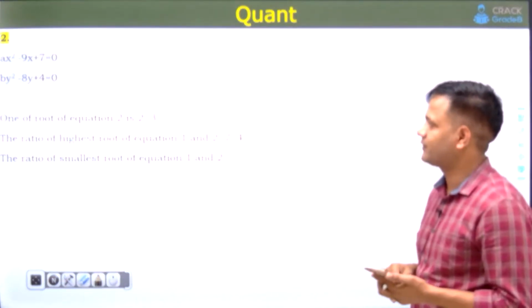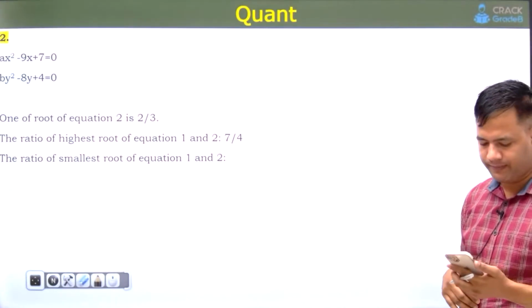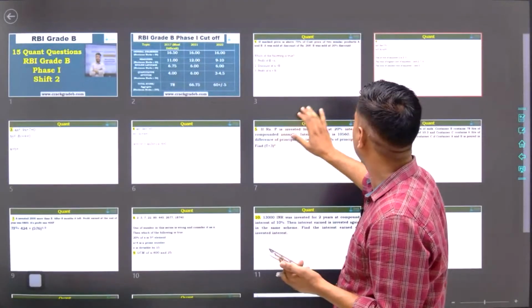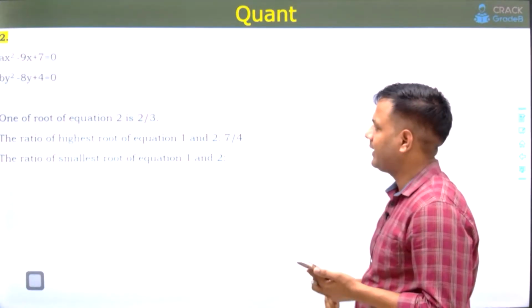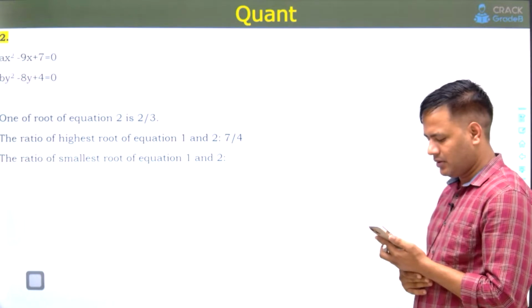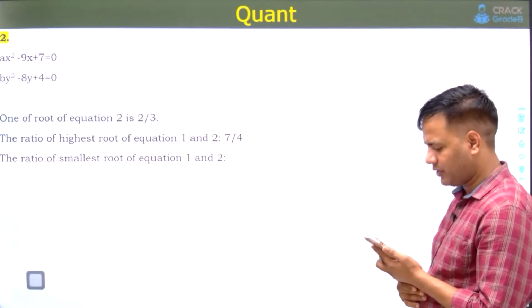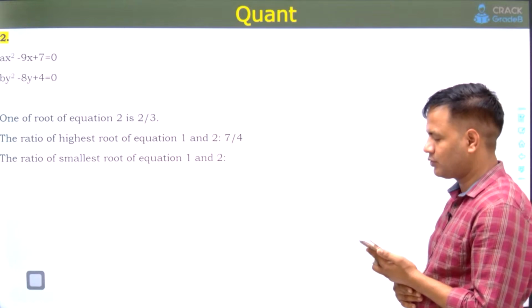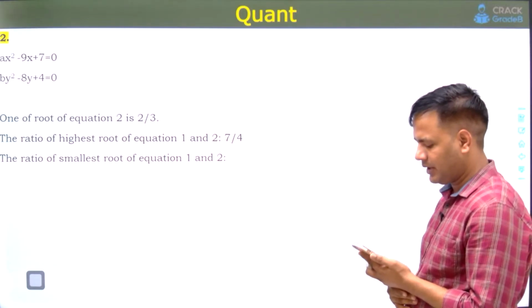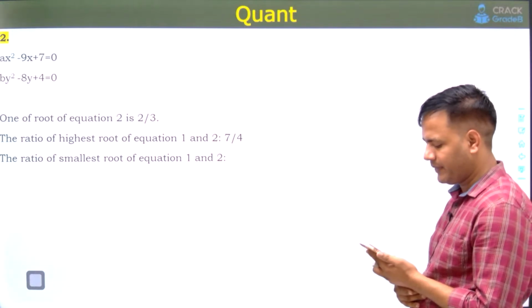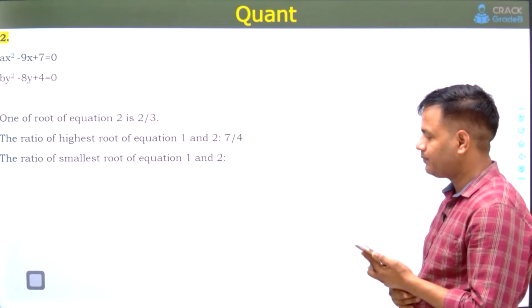Next question was this: ax square minus k 9x plus 7 equal to 0, by square minus k 8y plus 4 equal to 0. One root of equation 2 is 2 by 3. The ratio of highest root of equation 1 and equation 2 was 7 by 4. The ratio of smallest root of equation 1 and 2.